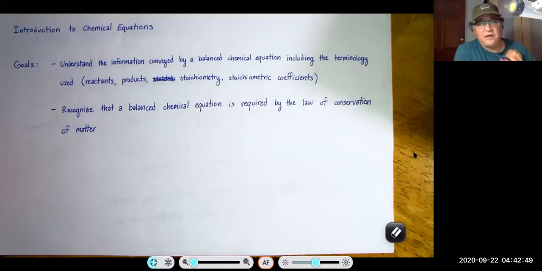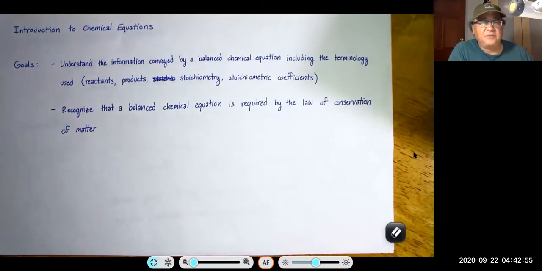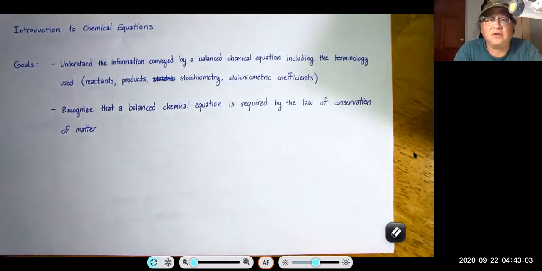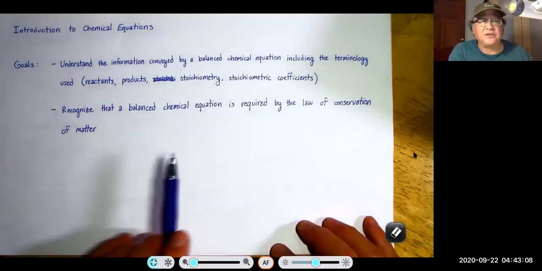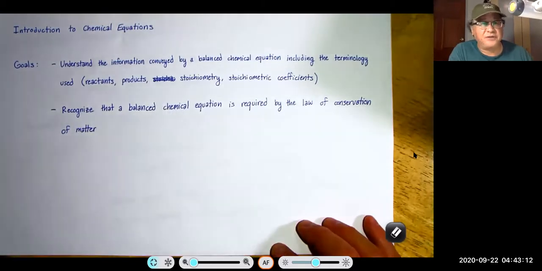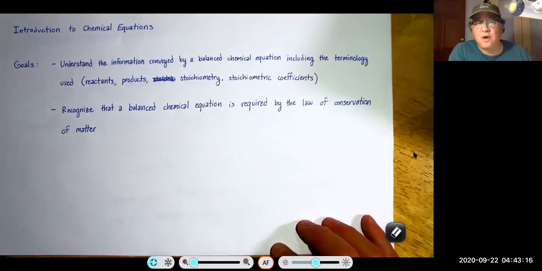Hi, everyone. Welcome back. We're going to be looking at Introduction to Chemical Equations for this particular section, Module 4. The big goals are to understand information conveyed by balanced chemical equations, including the terminology used: reactants, products, stoichiometry, stoichiometric coefficients, and to recognize that a balanced chemical equation is required by the law of the conservation of matter.